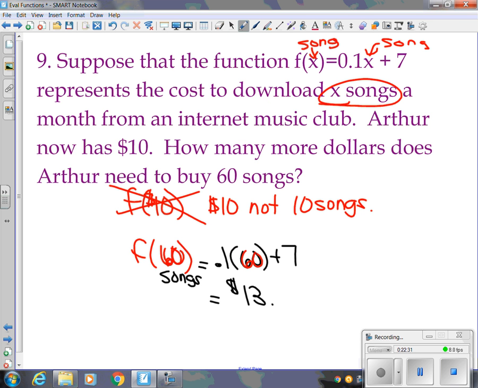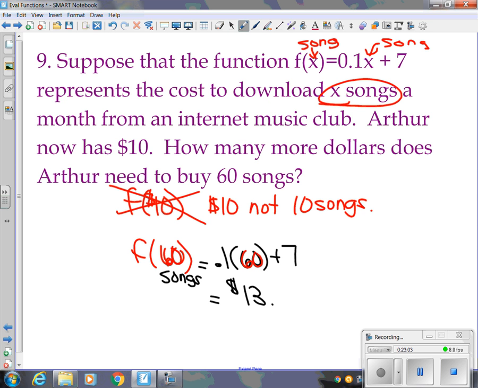Arthur, $10. Maybe he had a birthday. Maybe he earned the money. Maybe mom and dad just give it to him. How many more dollars does Arthur need to buy 60 songs? What does this tell us? The function for 60 songs equals what? 13 bucks. He needs 13, but he has what? 10. How many more dollars does he need to be able to buy all the songs he wants? 3. Does everybody get that?